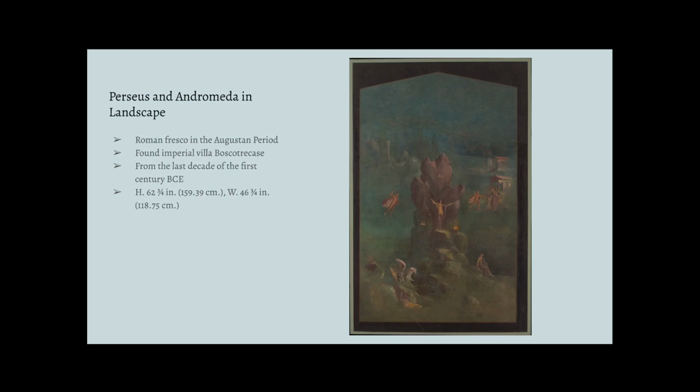So the painting I have chosen, or artwork I've chosen for my project, is one of Perseus and Andromeda in landscape. It's by an unknown artist. It's a Roman fresco from the Augustan period, and it's found in an imperial villa in Italy. And it's from the last decade of the 1st century BCE. It's 62 and 3/4 inches tall and 46 and 3/4 inches wide.